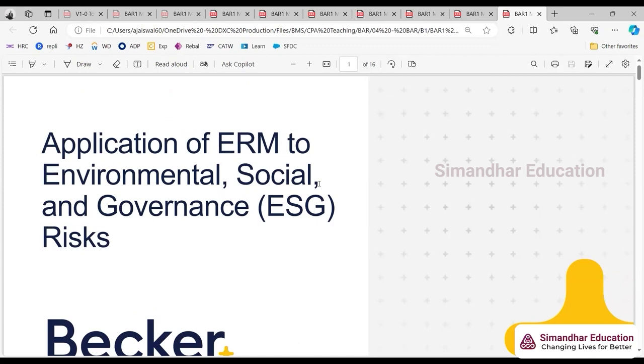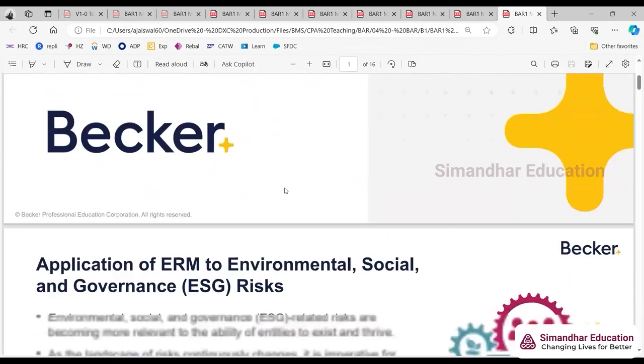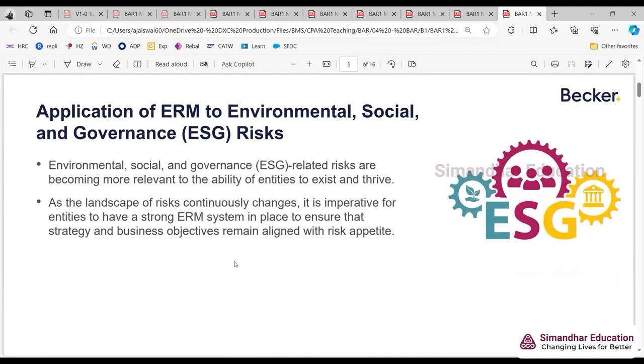So, what are you doing for the environment? What are you doing for the society? How good are your governance policies? Governance means that everything is right or not, what is happening in your company is correct or not. It is not related to government, it's governance. So, how do we apply ERM to ESG?